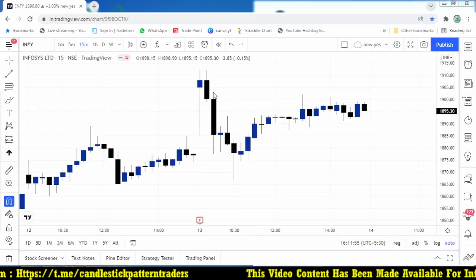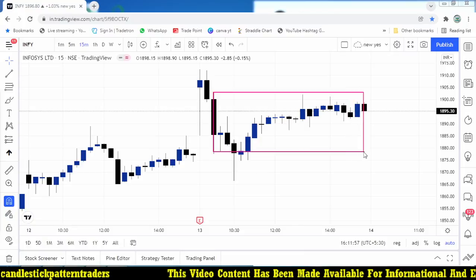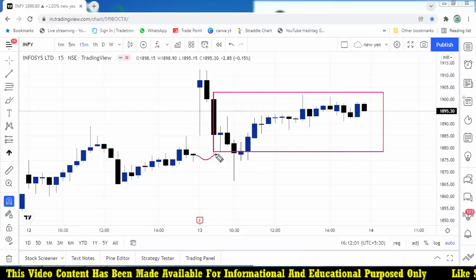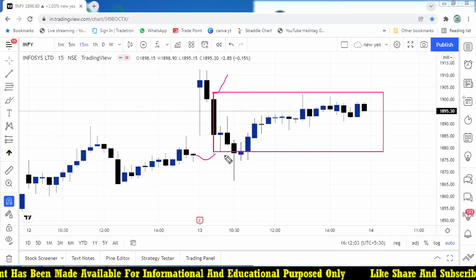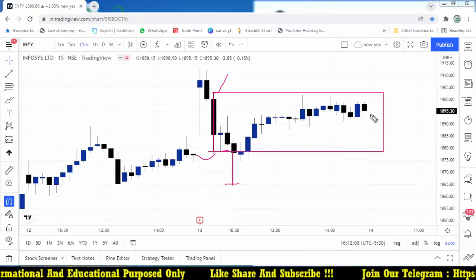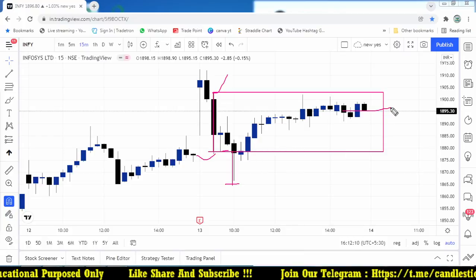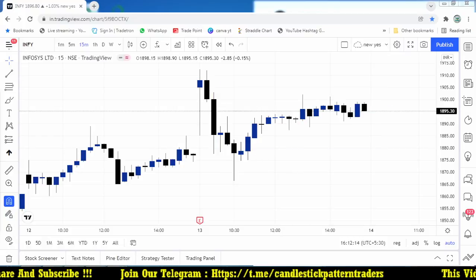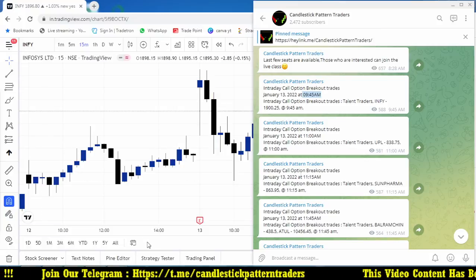So this is the down level entry and the high level entry. We are going to take a trade below this level or above this level. In this trade, it generated the sell entry and slightly moved down, and then it recovered and closed with a minimum loss. Right, this trade doesn't work today. The first one, Infosys.